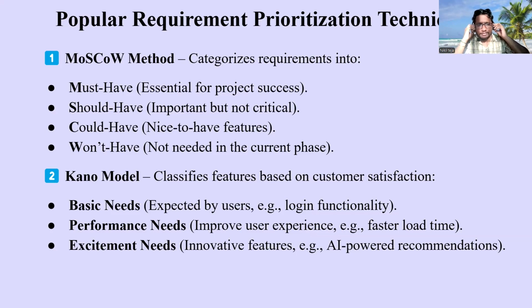This is about MoSCoW, and now the Kano model. Kano model is also somewhat similar to MoSCoW. I don't know if MoSCoW is derived from Kano or Kano is derived from MoSCoW, but I know that some method is derived from the other method. But both are somewhat similar. Kano is nothing but it classifies the features based on customer satisfaction, in our case, client satisfaction. First, Kano will be categorizing into basic needs expected by users, like login functionality. Basic needs are nothing but the must haves. They are the minimum basic needs.